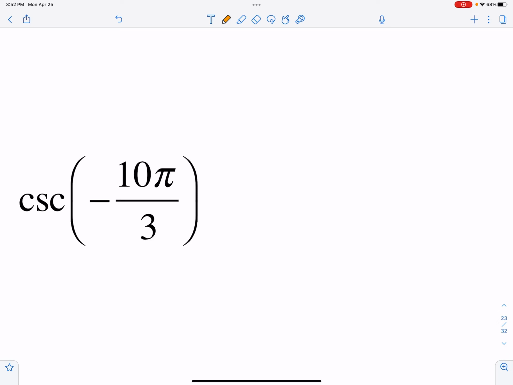And then cosecant of negative 10 pi over 3, well, if we add 2 pi, we haven't gone far enough. So let's add 4 pi, which would put us at 2 pi over 3.